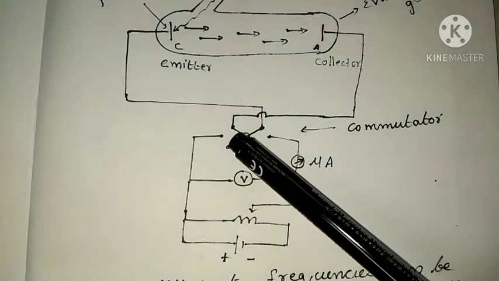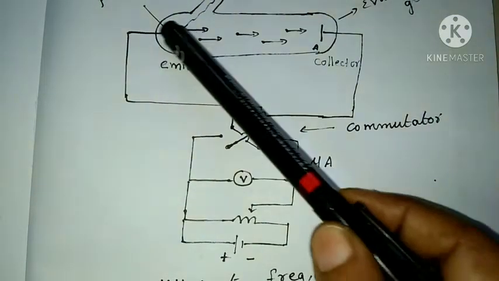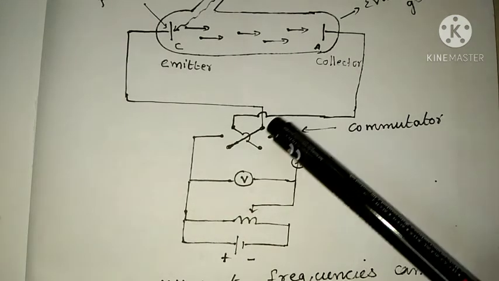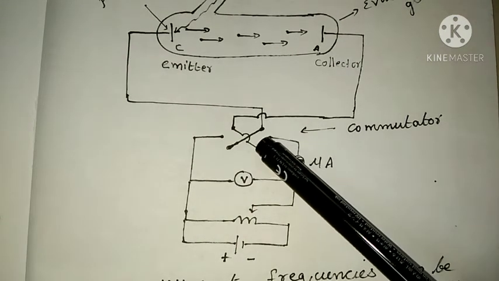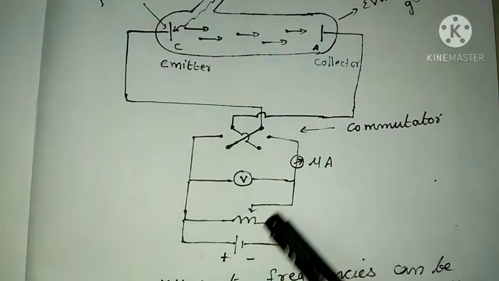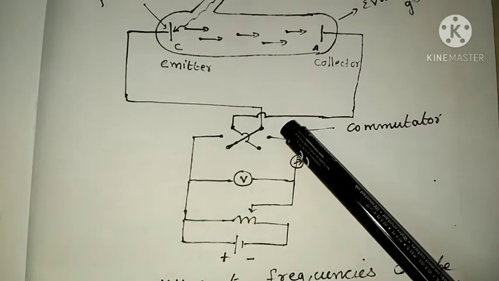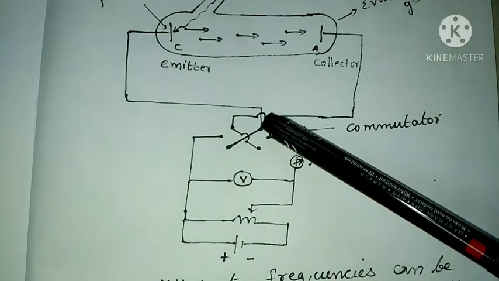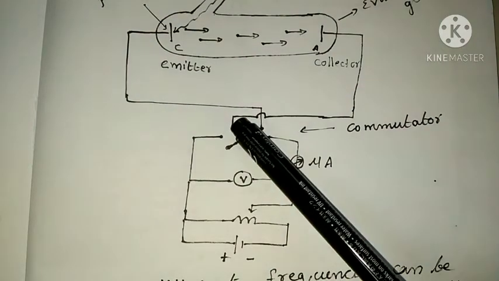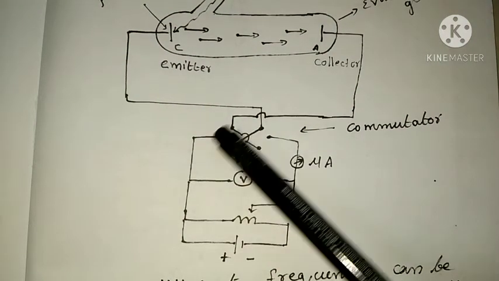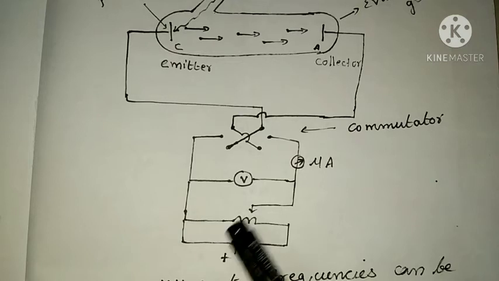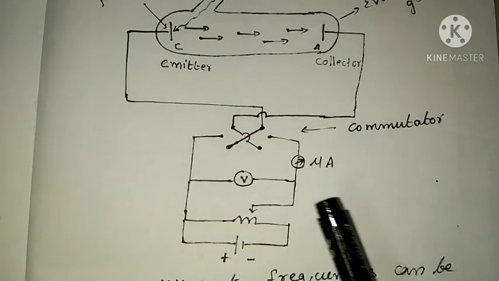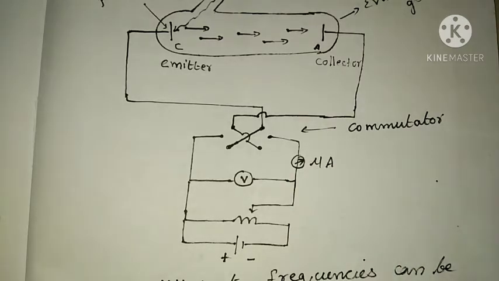When these two leads are connected, then the cathode becomes the positive potential and the anode becomes the negative potential. Then we can change the polarity: when you connect these two leads, the cathode becomes the negative potential, and when these two are connected, the anode becomes the positive potential. So in this way we can change the polarity of the cathode and the anode.